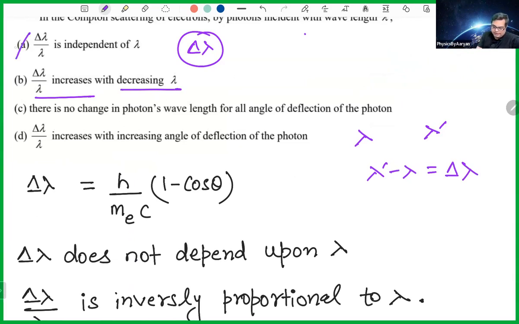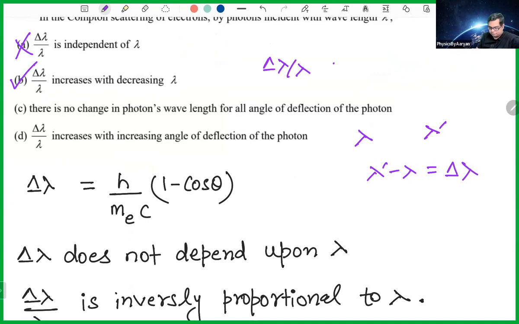So that is why option A is wrong, but option B is correct. So delta lambda is independent of lambda, but delta lambda by lambda is not independent of lambda. It is inversely proportional to lambda. So that is why option B is correct and option A is wrong.